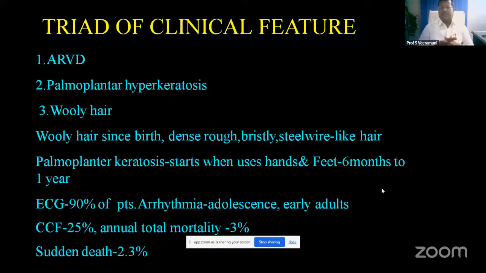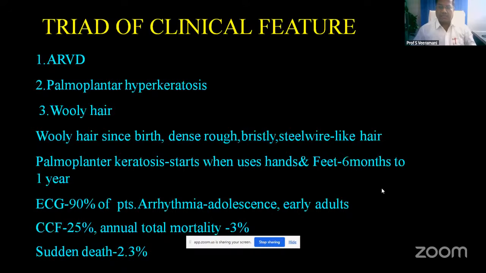What is the triad of clinical features in case of ARVD? Palmoplantar hyperkeratosis, woolly hair. Woolly hair is dense, rough, bristly, steel wire-like hair, and the palmoplantar keratosis starts when the patient uses the hands and feet, between the age of 6 months to 1 year.